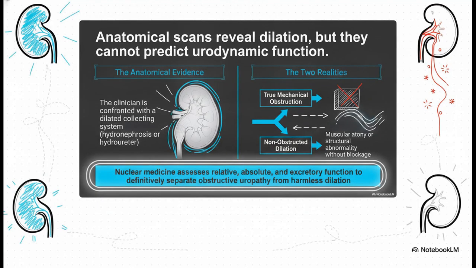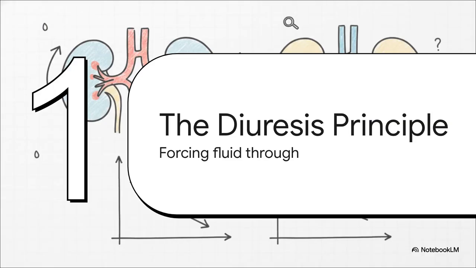So how do we solve it? Well, this is exactly where nuclear medicine steps in to save the day. Instead of just snapping a static picture of the structure, nuclear medicine assesses the relative, absolute, and excretory function of the kidney in real time. By tracking a radioactive tracer as it's processed by the kidneys, clinicians can definitively separate a dangerous obstructive uropathy from a completely harmless dilation.